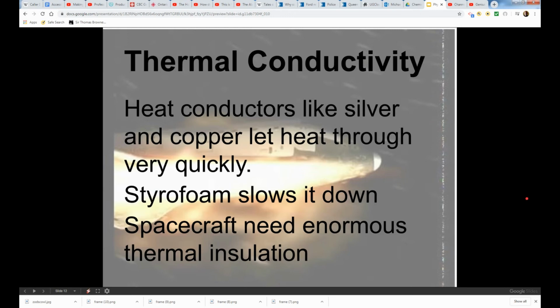And spacecraft need enormous amounts of thermal insulation to prevent them from being incinerated on the way in. And it's still not a guarantee. Unfortunately, one of the shuttles did incinerate on the way in. Your house has lots of thermal insulation to protect it from the weather outside. So thermal conductivity and electrical conductivity are actually related.